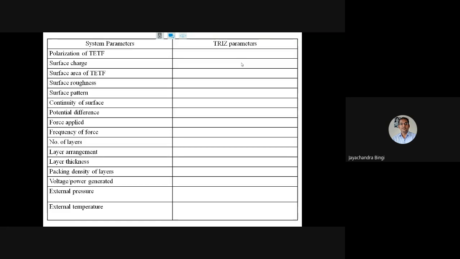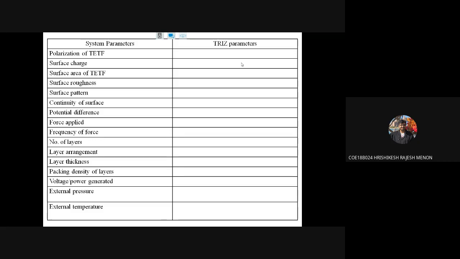So what is the number? Shape number is 12. Okay, so that can be assigned. 12 is assigned to surface roughness. Surface roughness is the shape. Now you tell me surface pattern. What is surface pattern? Is it anything different from surface roughness?